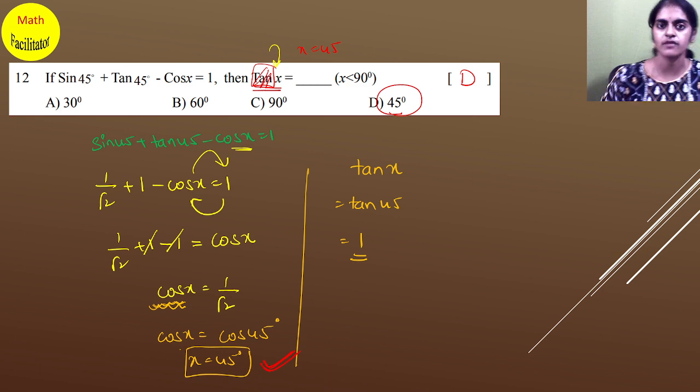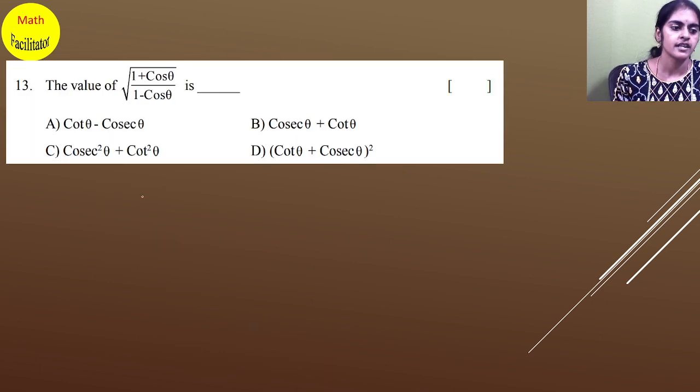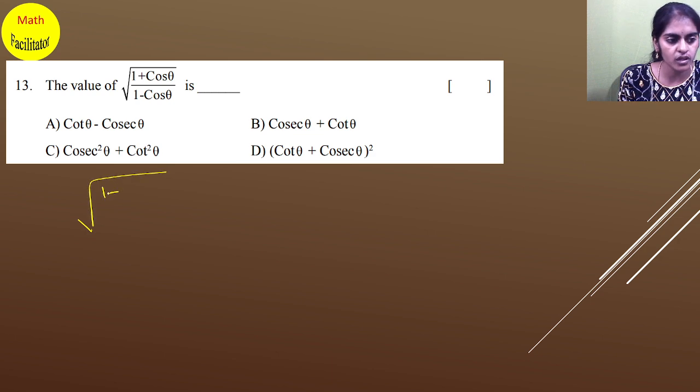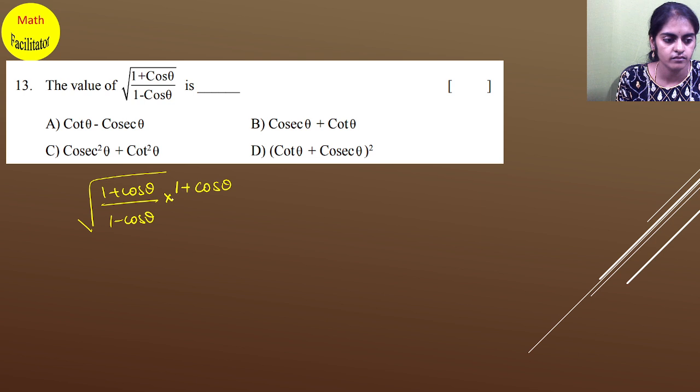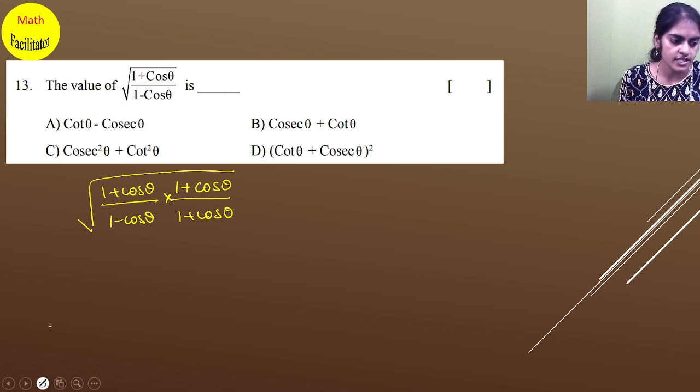Now the value of root of 1 plus cos theta divided by 1 minus cos theta. Whenever you find a question like this, root over 1 plus cos theta divided by 1 minus cos theta, try to rationalize the denominator. The rationalizing factor: you can see you have a minus in the denominator, 1 minus cos theta.